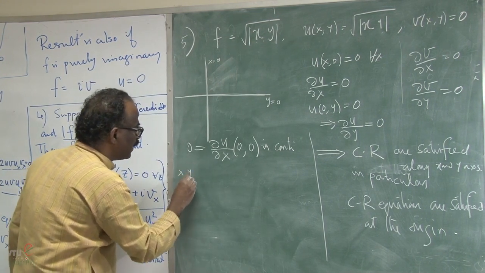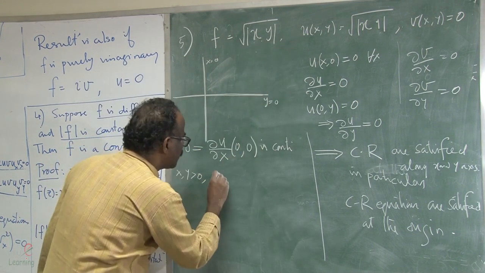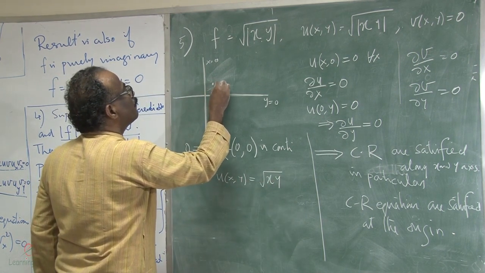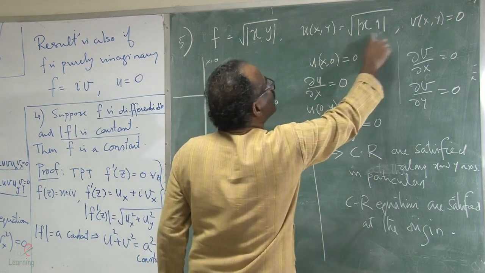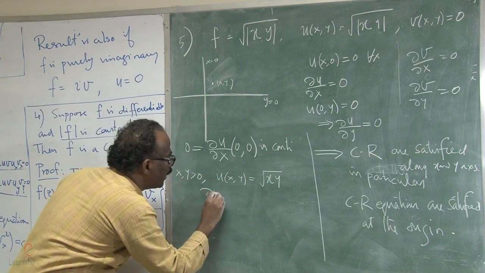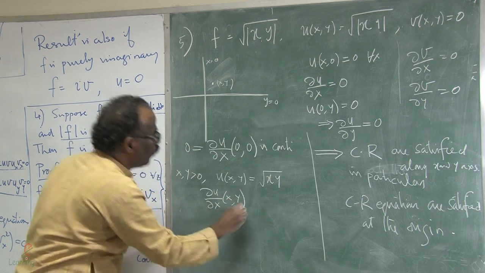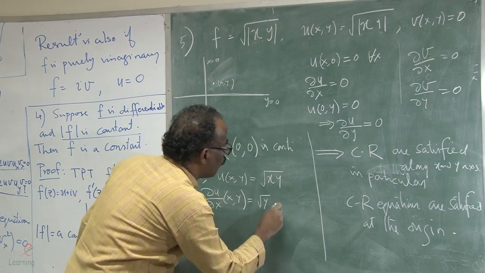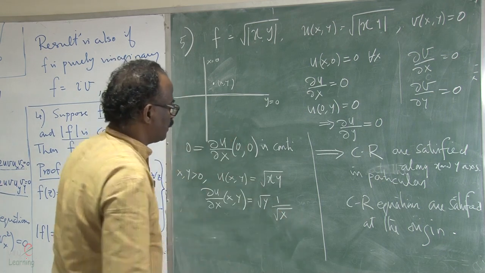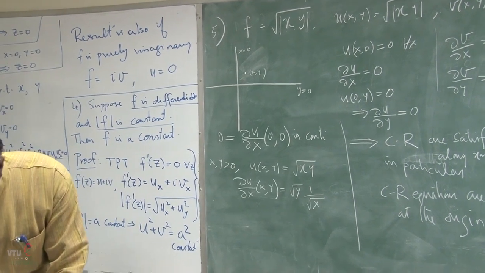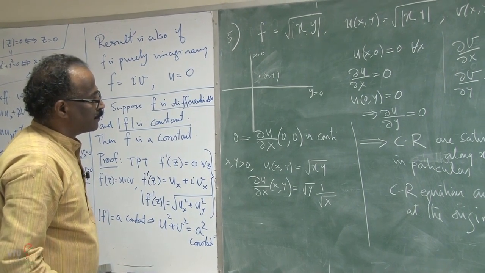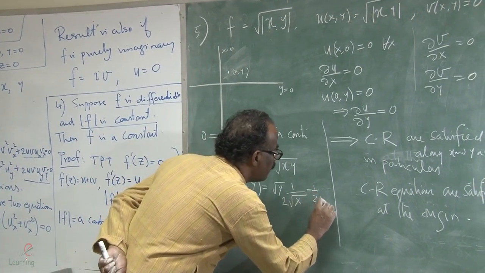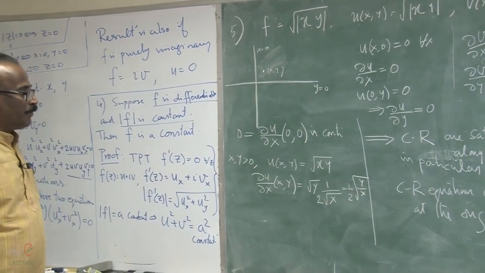So let's take x and y positive. What is u(x,y)? It is square root of xy, and there is no modulus because it's positive. So I can compute du by dx at any point now. It will be root y into 1 by 2 root x, that is, x to the power minus half. So du by dx equals (1 by 2) root of y by x. So you have your du by dx.